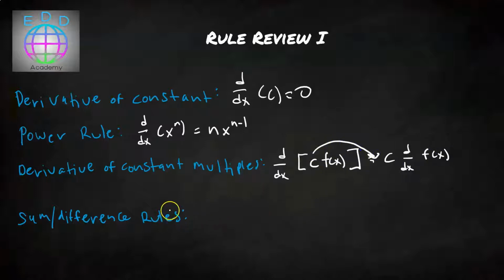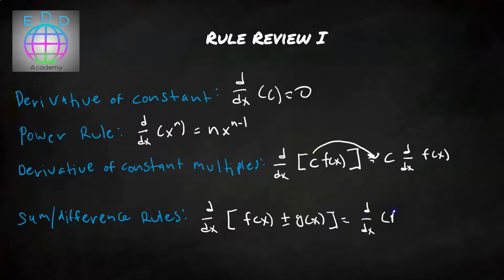And finally, the sum and difference rules. This says that given two functions, f of x and g of x, and we are adding them, so we're taking the derivative of a function that comes about by adding two separate functions, this derivative equals the derivative of f of x separately plus or minus the derivative of g of x separately.